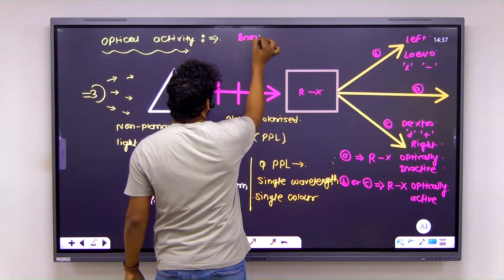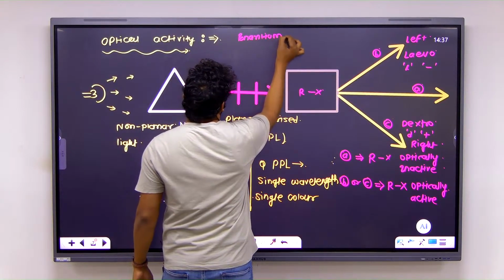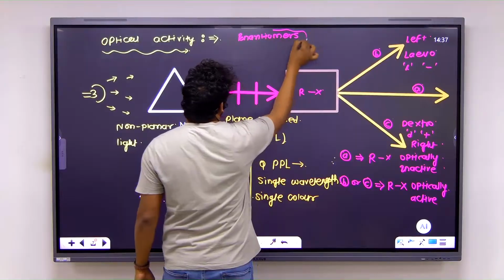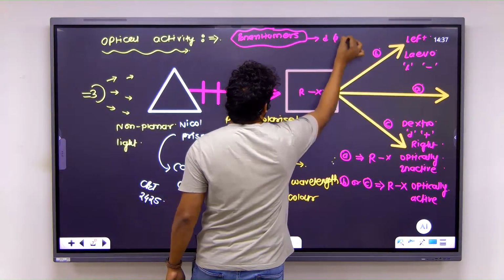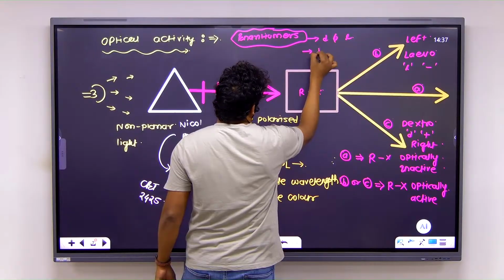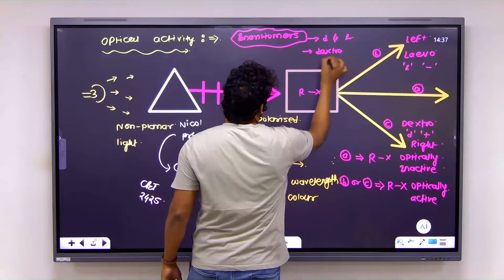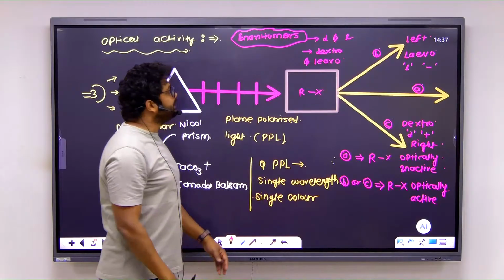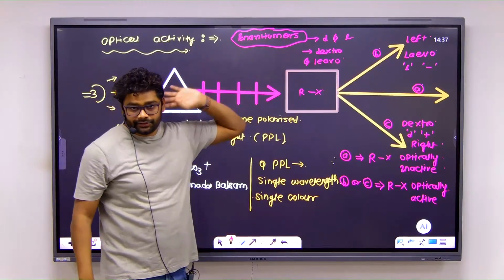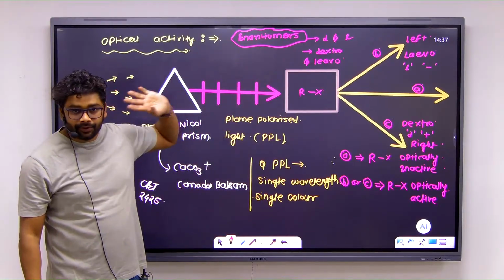काय बोलतो? इनॅन्शिओमर्स. So what do you mean by enantiomer is now the point, that the D and L, the dextro and levo has a relation with each other called as what? Enantiomer. मी समजू शकलो या पॉइंट तुम्हाला?